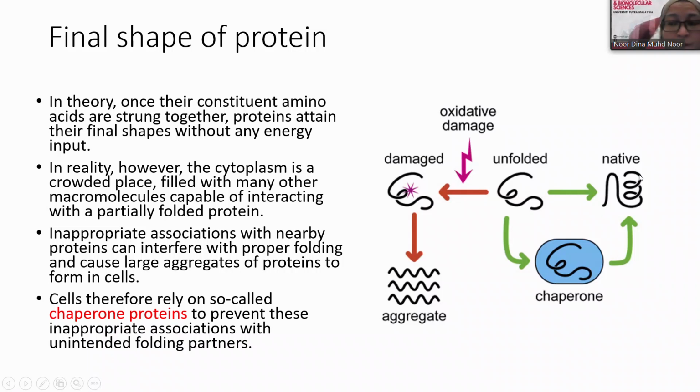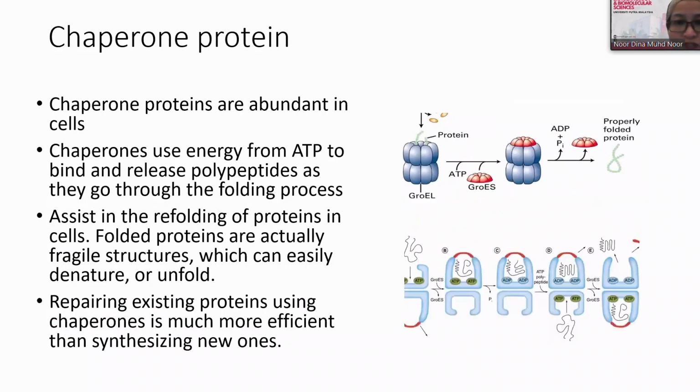because of modifications of the N-terminus or C-terminus or other parts of the protein itself. We have discussed that previously. Another way is that an unfolded protein can become a native, active protein because of the presence of the chaperone. The chaperone can help the protein to be activated or folded. So this is the chaperone protein.